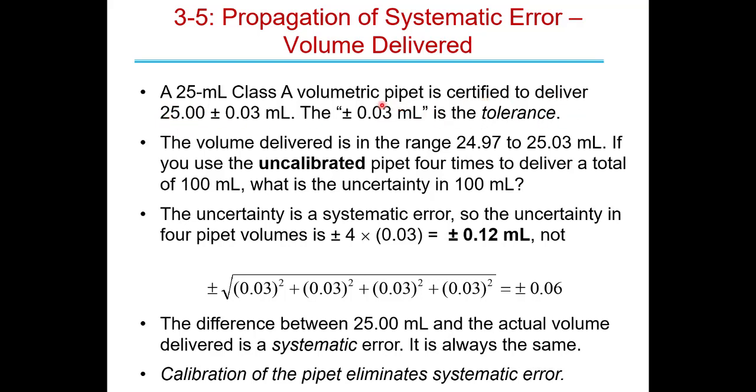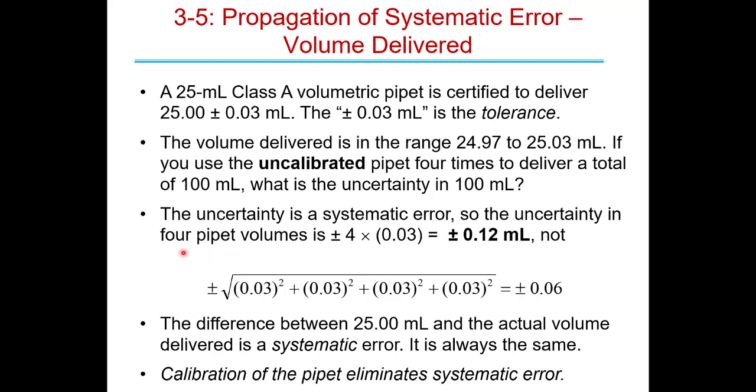So let's say we want to use this tolerance here as an estimate of the uncertainty. Well, that's a systematic error again, because your pipette, as it's manufactured, might be systematically high or systematically low compared to this 25 number. So that means the volume delivered is always in this range. So if you use the uncalibrated pipette 4 times to deliver a total of 100 milliliters, what's the uncertainty in the 100 milliliters that we've pipetted? Well, the uncertainty is a systematic error, and these systematic errors will add together.